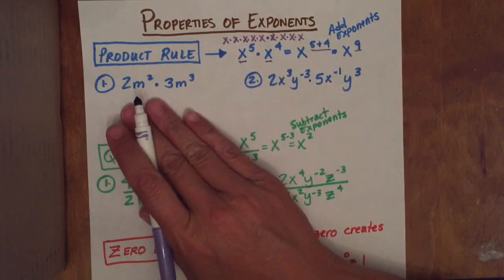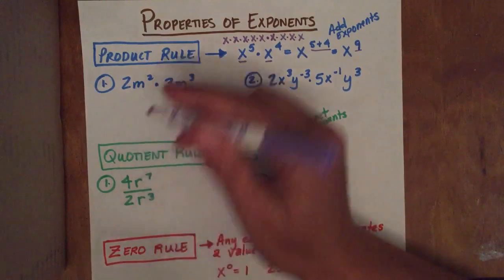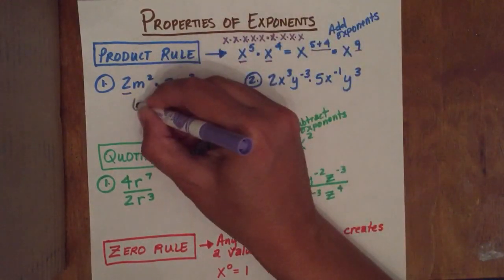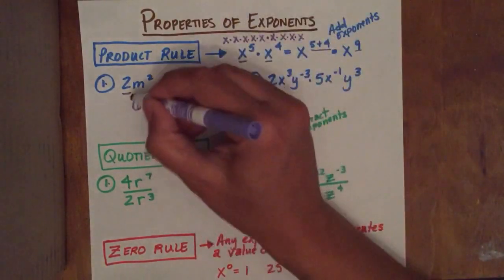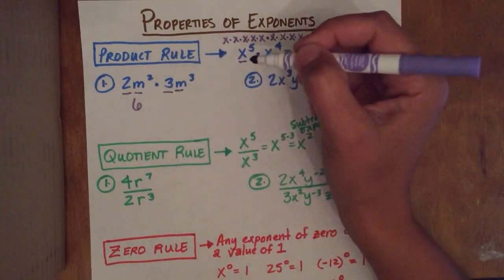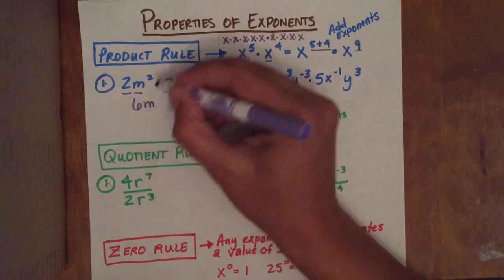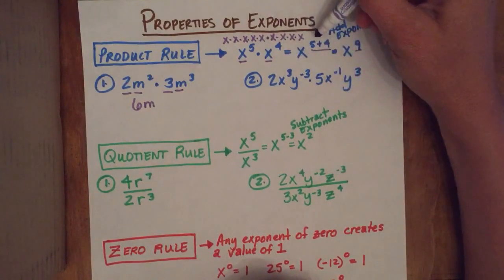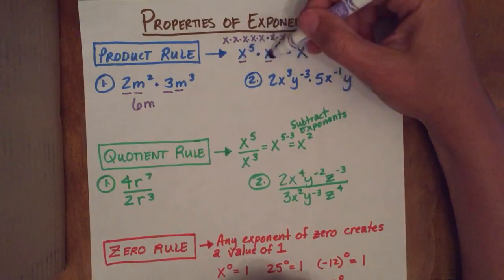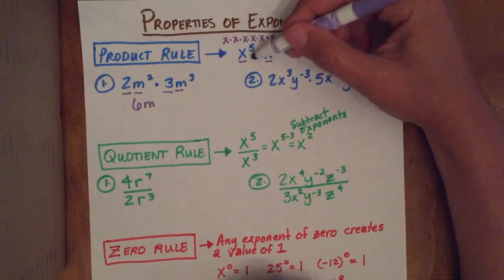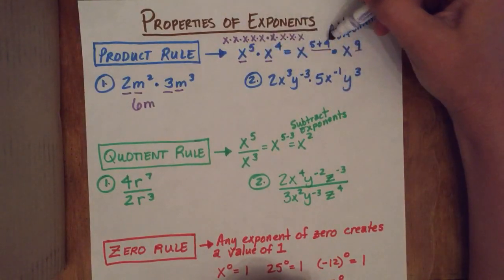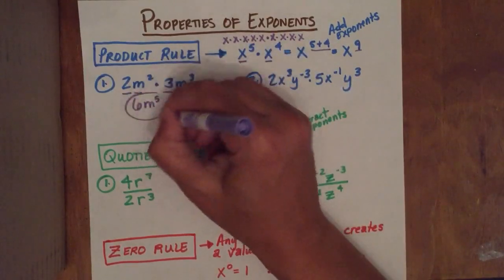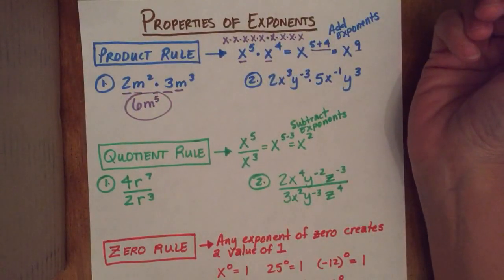I've got 2m squared times 3m cubed. Well, whenever you have constants involved, you always just multiply the constants out. So 2 times 3 is 6. And then I've got the same base. I have m and m. So I've got m squared times m to the 3rd. Now remember, when you're multiplying and you've got the product of two exponential expressions with the same base, we add the exponents. So I'm going to add 2 plus 3, and I'm going to get 5. And I'm done. There's my answer.